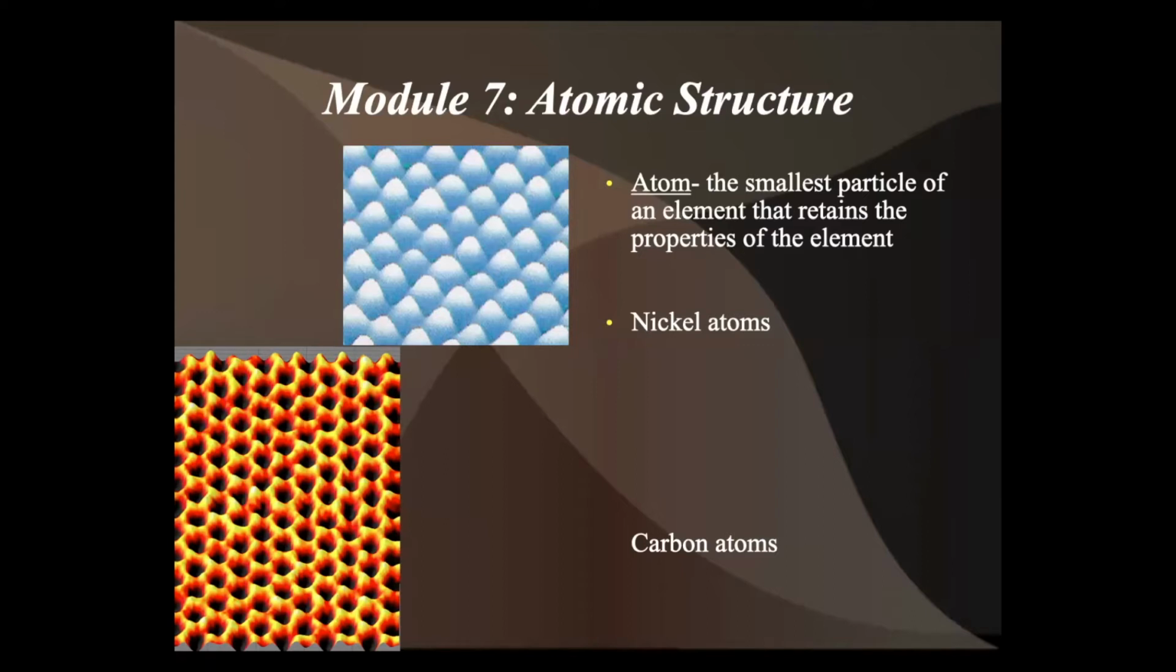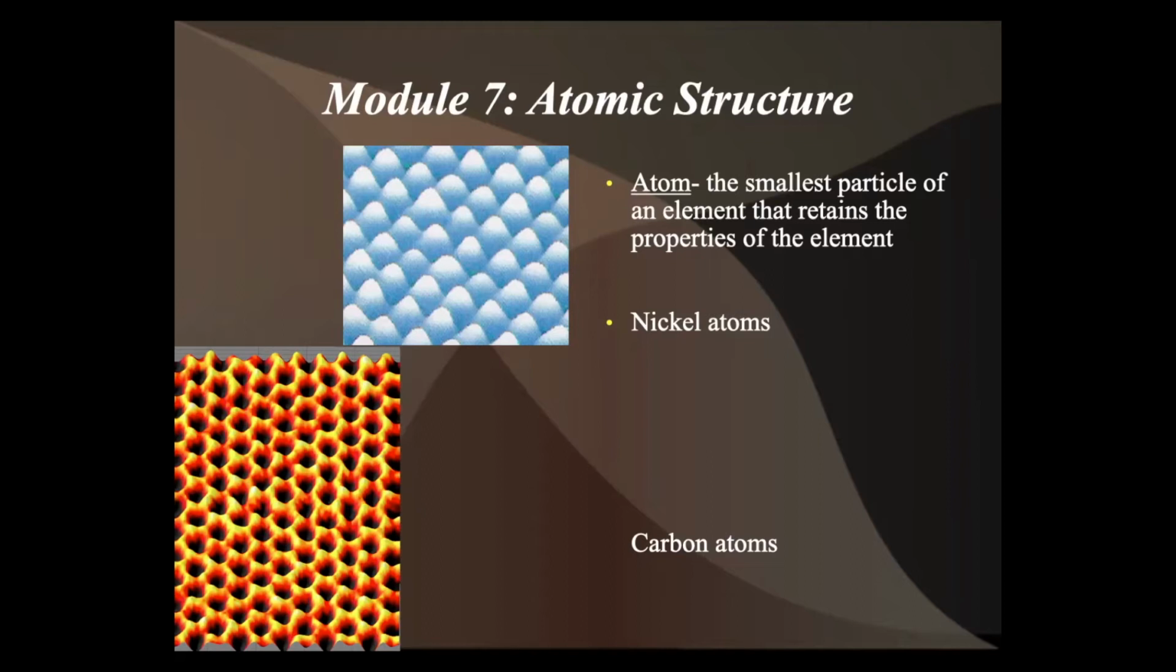So 4.2 is about the structure of the atom, and different experiments on how they discovered what the atom looks like and the different parts of the atom. To define an atom, it's the smallest particle of an element that retains the properties of that element.